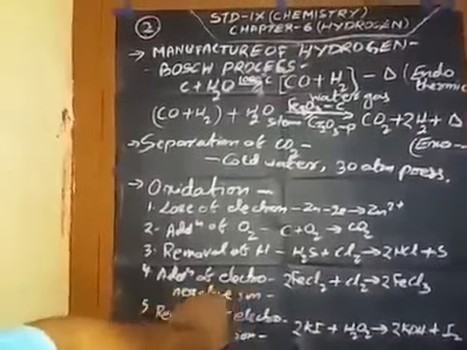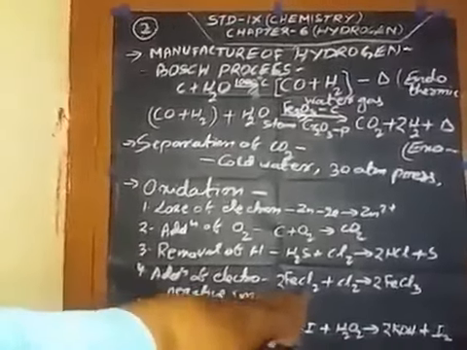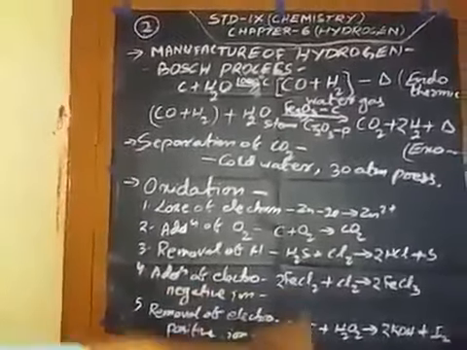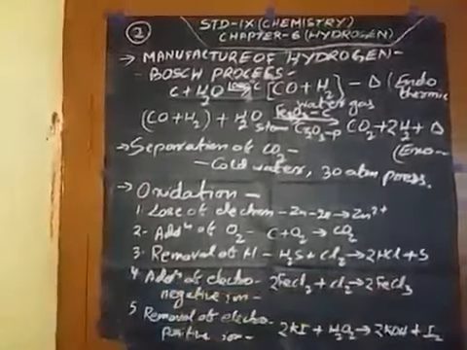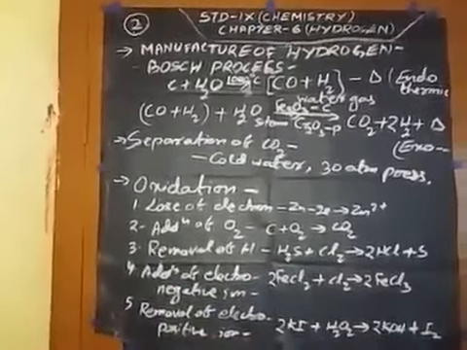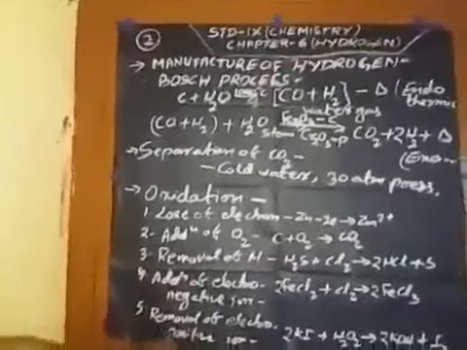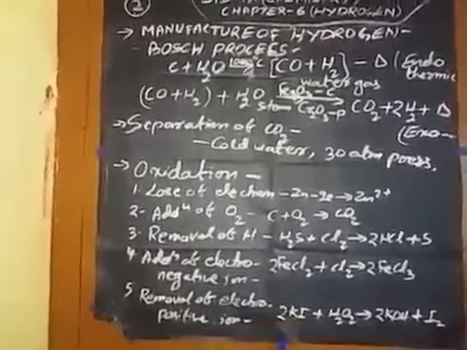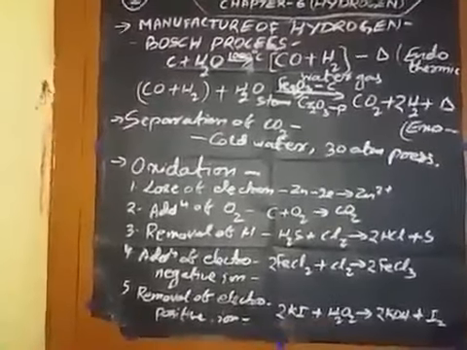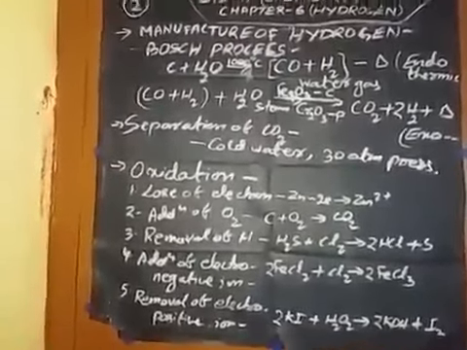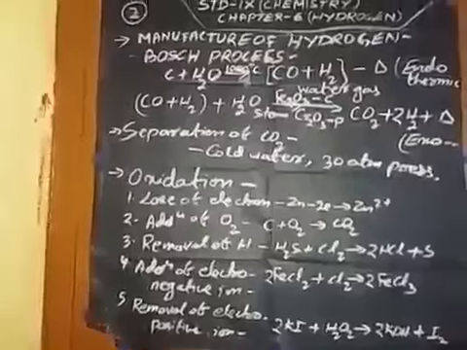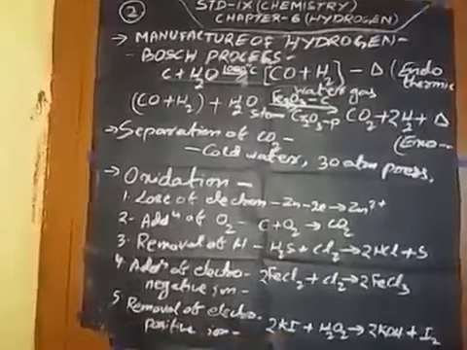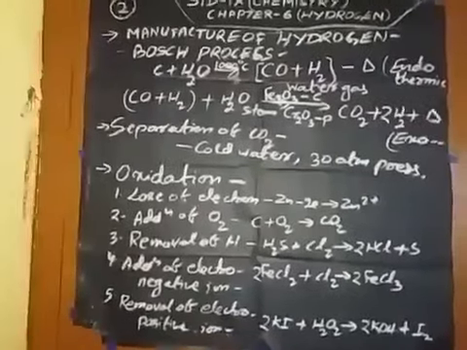Then addition of electronegative ion, here chlorine is the electronegative ion. So here ferrous chloride, but the product is ferric chloride. So addition of electronegative ion. Another is the removal of electropositive ion. Here potassium is the electropositive ion. When added with the hydrogen peroxide, it forms potassium hydroxide and iodine. So potassium is removed from iodine.